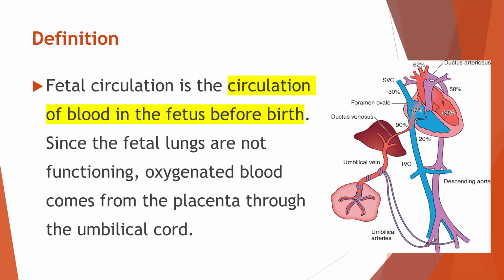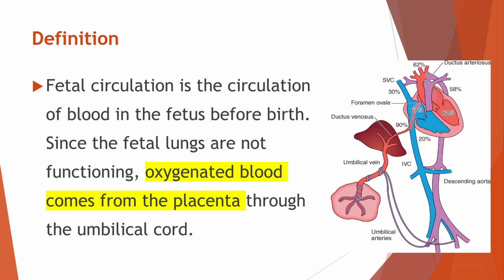Fetal circulation is the movement of blood inside the baby's body before birth. It is a special type of circulation that is different from the circulation we have after birth. Now you may have a question. Why is it different? The reason is that the baby's lungs are not working inside the uterus. The baby is not breathing air before birth. Since the lungs are not functioning, they cannot supply oxygen to the blood.